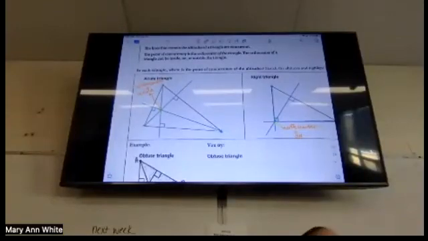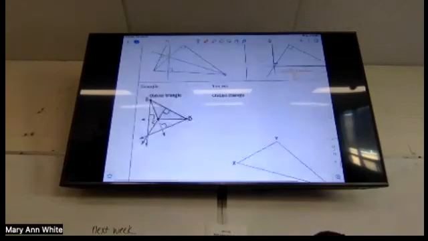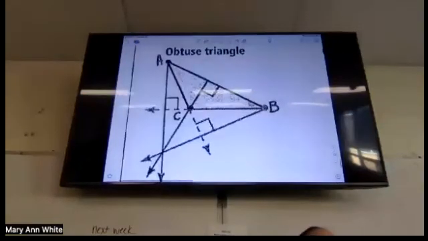The obtuse triangle is a little funny, so I have a picture drawn for you, and then we're going to draw our own picture. This is the last one we're doing today, so stick with me for a couple more minutes. The triangle I'm worried about is my triangle ABC right here.